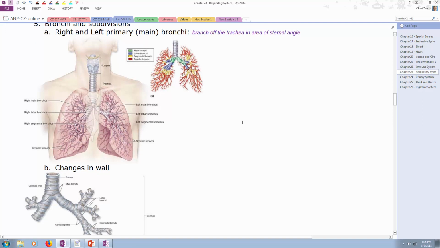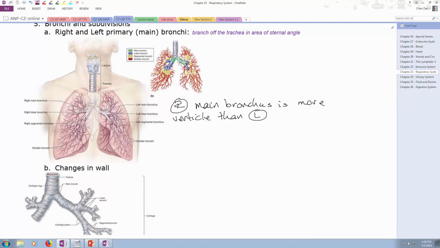What's important is that the right main bronchus is more vertical than the left. And this means if you aspirate, you know where it's most likely to go. This is important in aspiration of a foreign body.